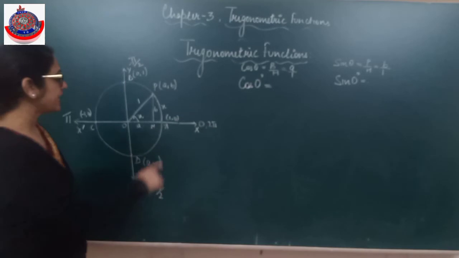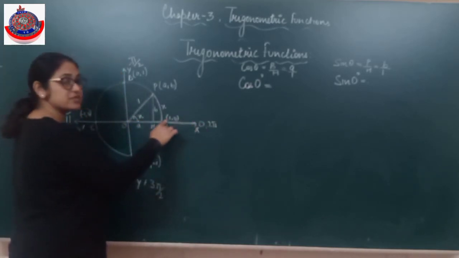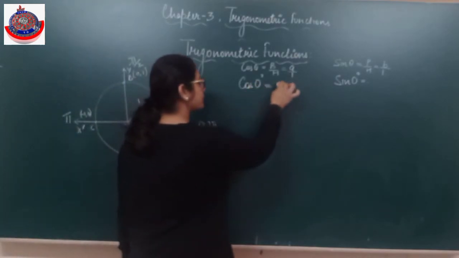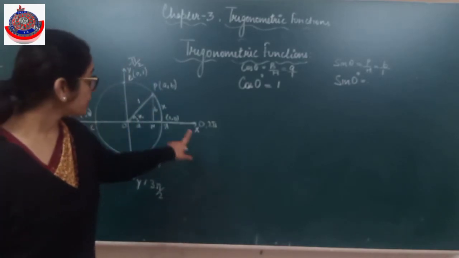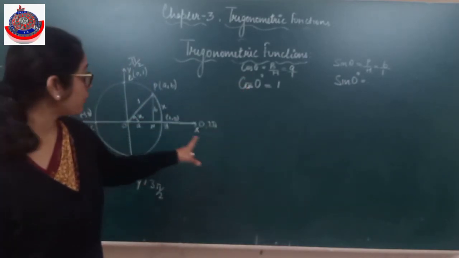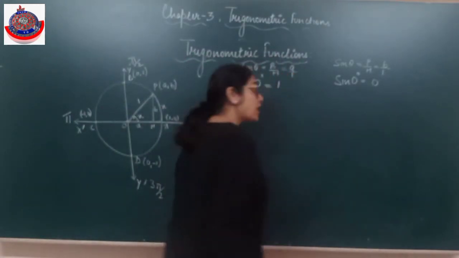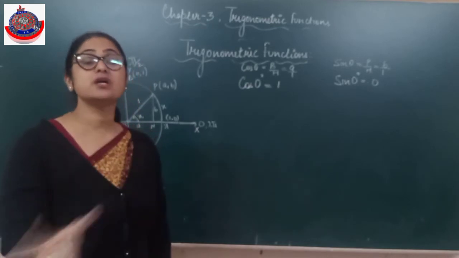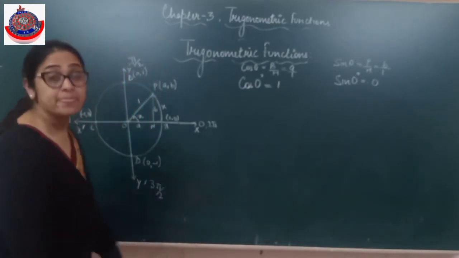Now what is A at this point? 0 degree means this line only, and at this point the value of x is 1, and H is also 1. So 1 by 1, cos 0 degree is 1. Now what is the value of B? Sine is B upon 1, and the value of B is 0, so 0 by 1 is 0. These standard angles you should not derive; you have to remember this, learn it forever. So cos 0 is 1, sin 0 is 0.